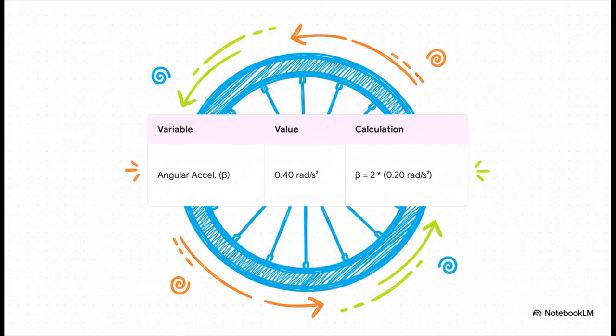Nice and clean. Now notice something really cool here. The angular acceleration beta is just 2a. There's no t in that formula, which means it's constant. The wheel is speeding up its rotation at a steady rate. So we just plug in the value for a that they gave us, and we find that beta is 0.40 radians per second squared. That's our angular acceleration.